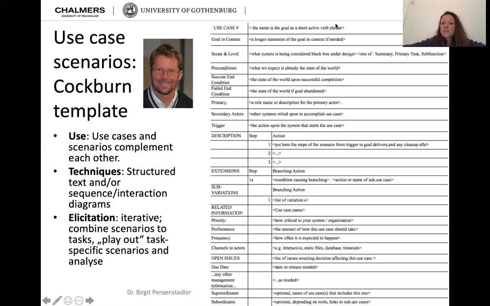So at the beginning, the use case name is the goal as a short active verb phrase. The goal in context is a longer statement of the goal, if that is needed. Here it's good if you can refer back to some higher level requirements, and that will allow you traceability later on. Because if later on some of your business users change their mind about the business requirements, then you have an easier time tracing that into the more fine-grained requirements if you made that link.